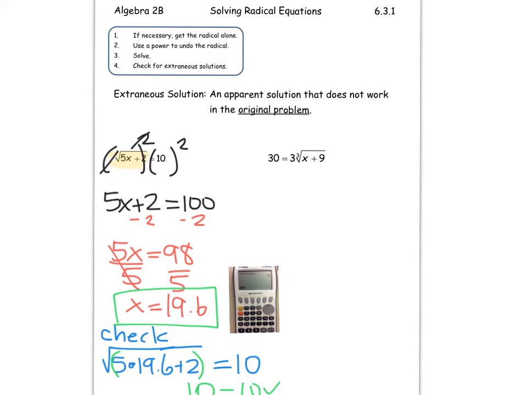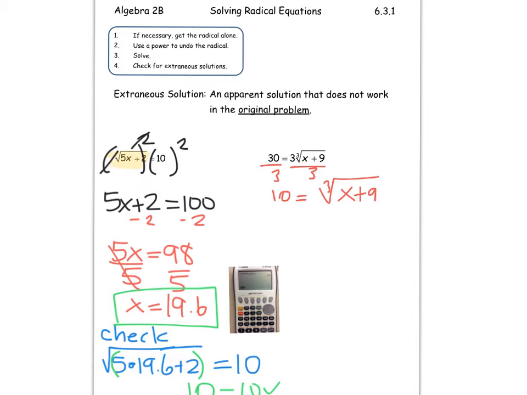On this cube example beside us, the square root, or the cube root rather, is not by itself. It has this 3 in front. So that 3 is a multiplied value, so we're going to have to start by dividing. So we're going to have 10 equals the cube root of x plus 9.